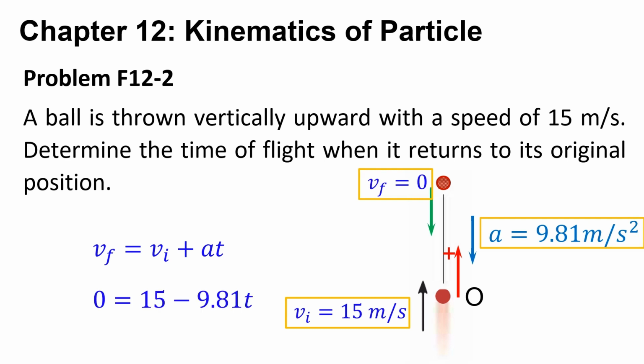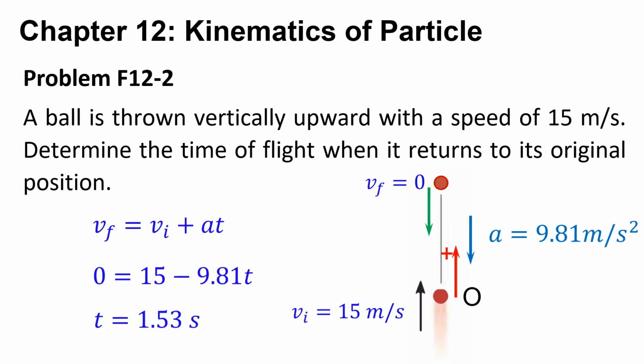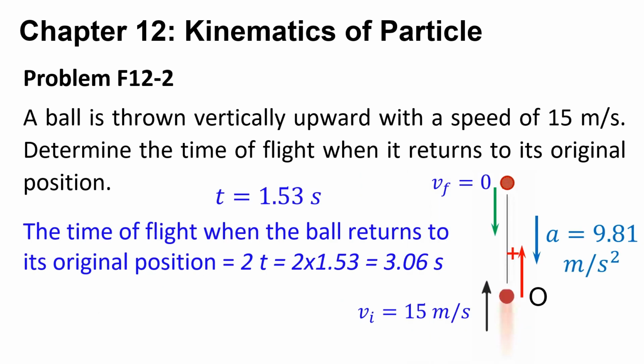Substitute the given values: 0 equals 15 minus 9.81 t. The negative sign is given to the acceleration because its direction is downward, opposite to the positive direction. Solving this for t results in t equals 1.53 seconds. The time of flight when the ball returns to its original position equals 2 multiplied by t, equals 2 multiplied by 1.53, equals 3.06 seconds.